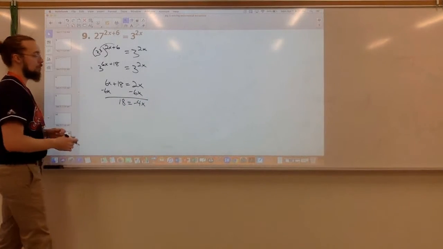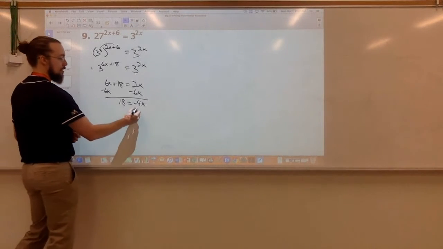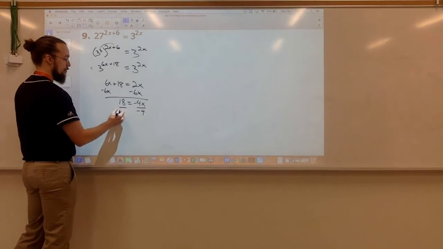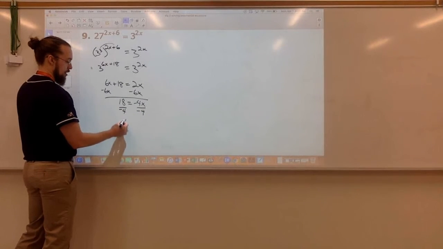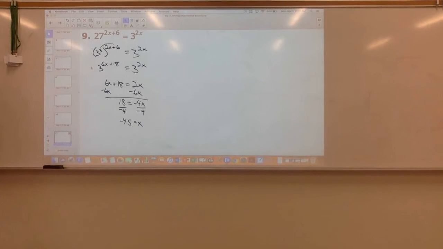18 equals negative 4x. Divide both sides by -4. I think we get -4.5. I didn't know if we could do... Yeah, decimals are certainly fair game, as are negative numbers.